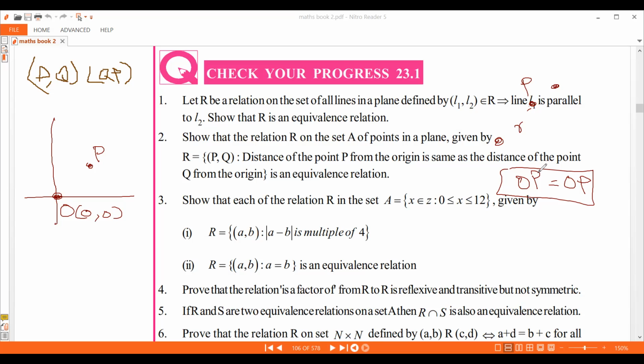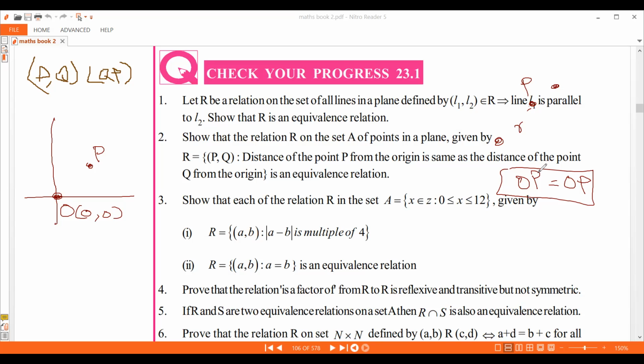It is existing because OP is equal to OQ. That is the point you have to bring in. Because OP is equal to OQ, this will exist. Even if you flip it, the distances are not changing. So here P refers to the distance OP, and Q refers to the distance OQ. Hope you got it.